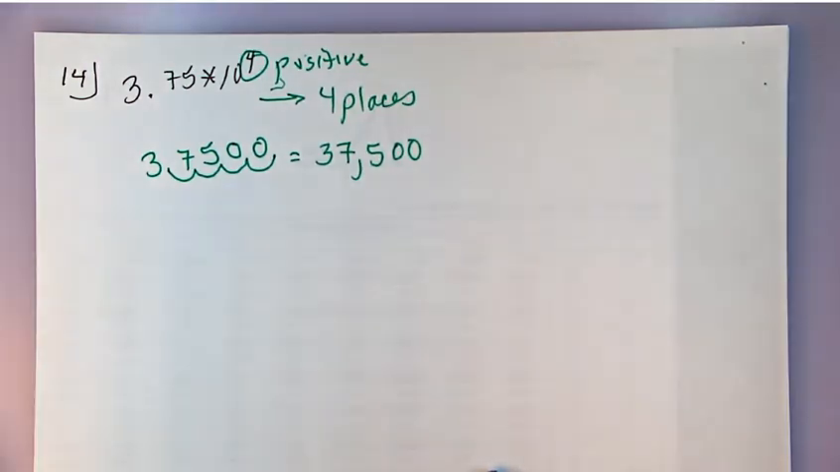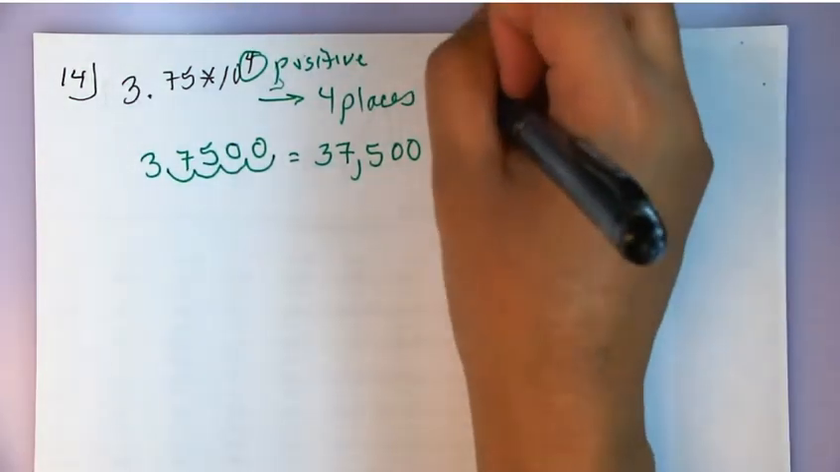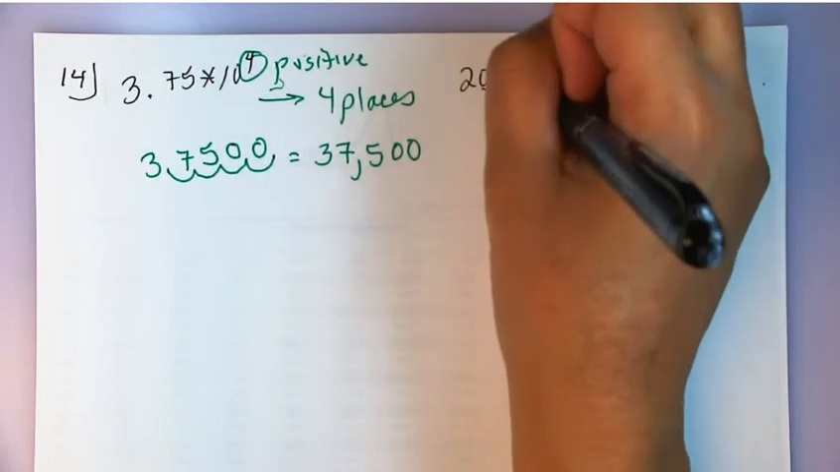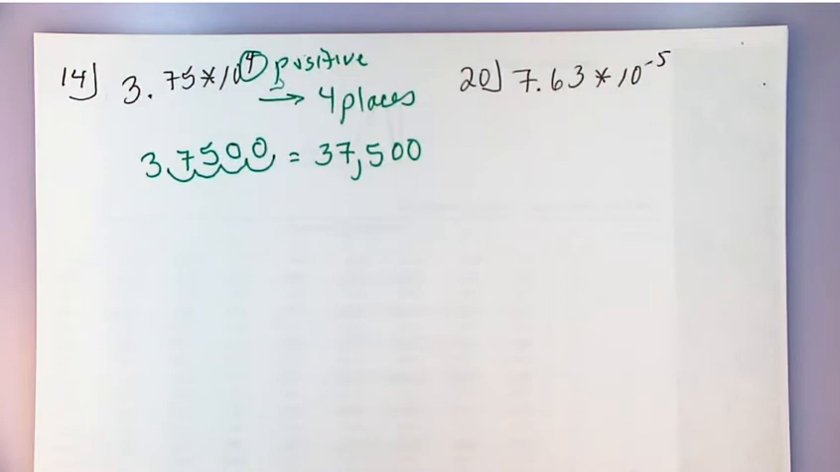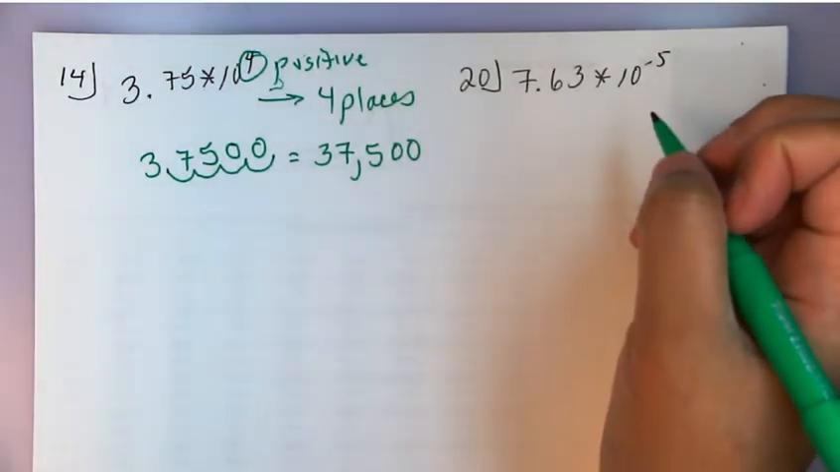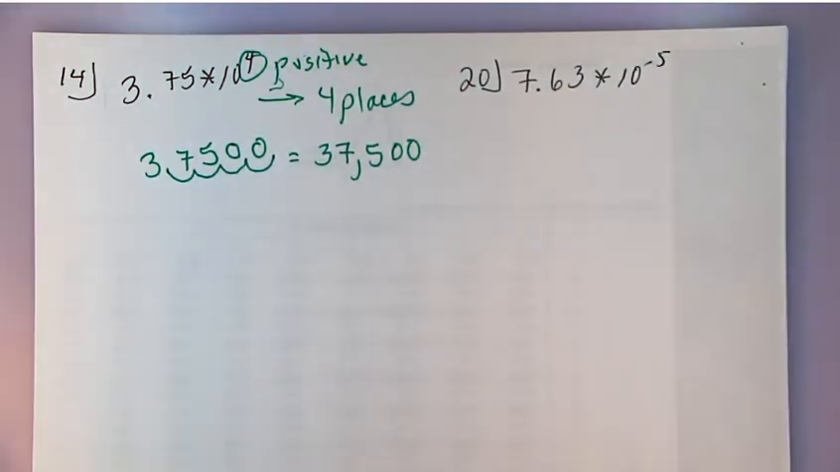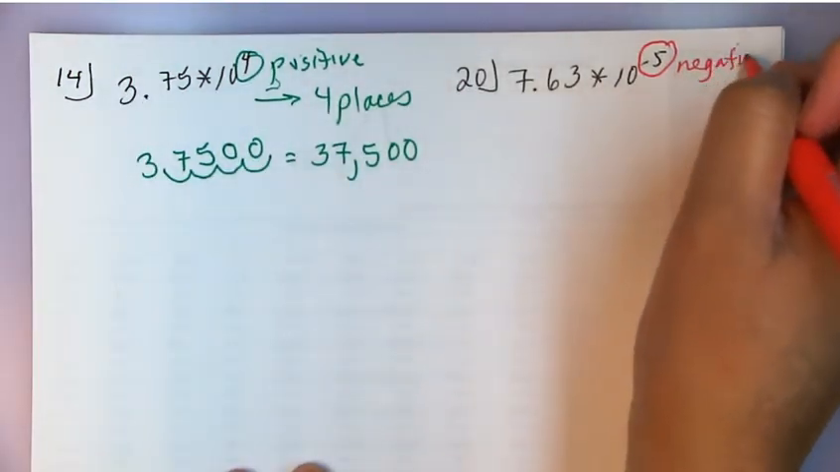Let's try another one. Let's try number 20 this time. Number 20 says 7.63 times 10 to the negative 5. Since negative 5 is negative, I apologize, I went blank for a minute. I started thinking about something else. Negative 5 is negative, so we're going to go to the left 5 places.